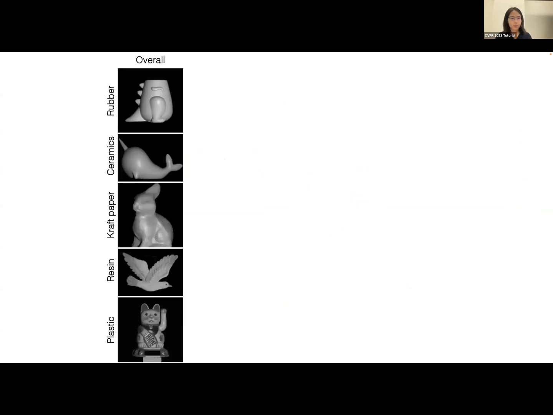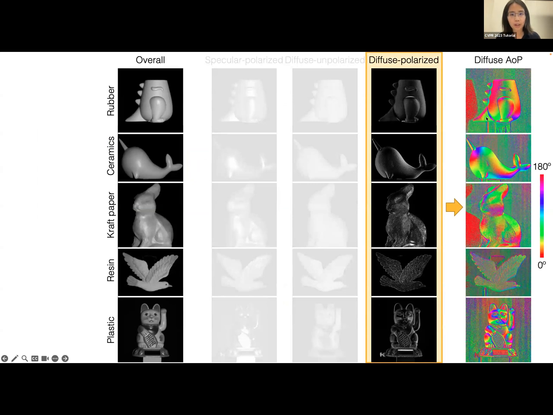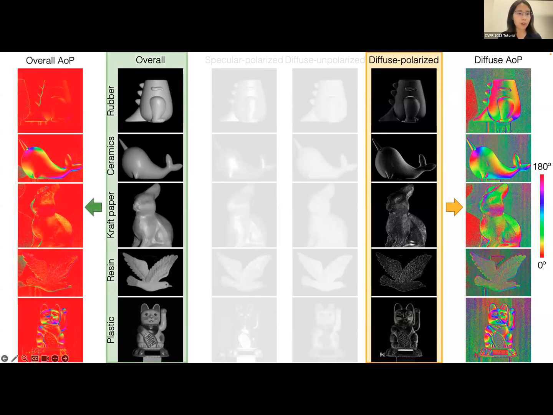And then I want to show you some example on how this can be improved. So for example, these are some overall images of some object, and then we apply the decomposition to separate it into 3 different parts: specularly polarized, diffuse polarized, and diffuse unpolarized. And with the diffuse polarized component, we can have a much better angle of polarization map, which is directly related to the surface normal. Whereas in the overall image, the angle of polarization is somehow affected by the polarization of the linear light source.